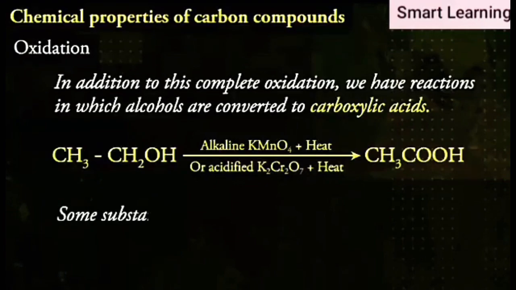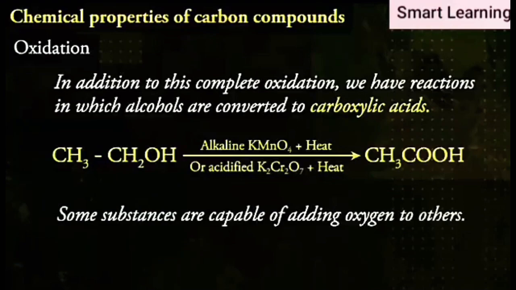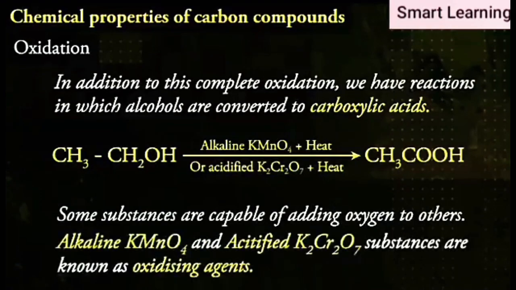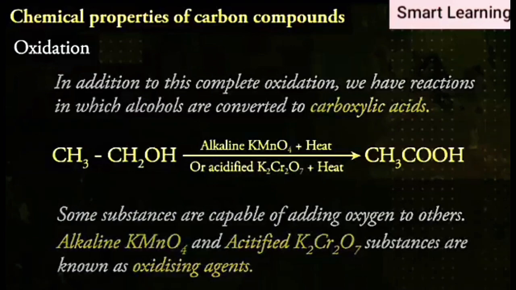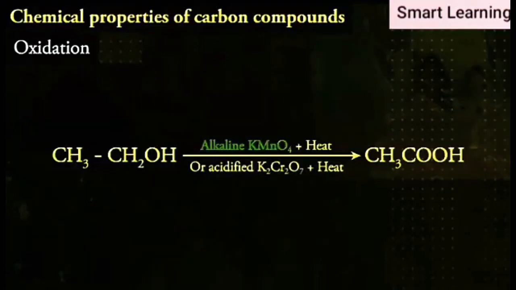We see that some substances are capable of adding oxygen to others. These substances are known as oxidizing agents. Alkaline potassium permanganate or acidified potassium dichromate are oxidizing alcohols to acid. That is, adding oxygen to the starting material. Hence, they are known as oxidizing agents.